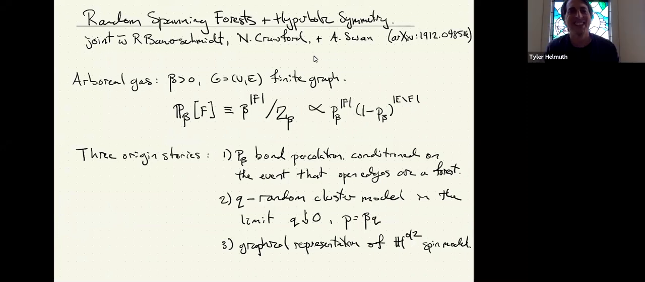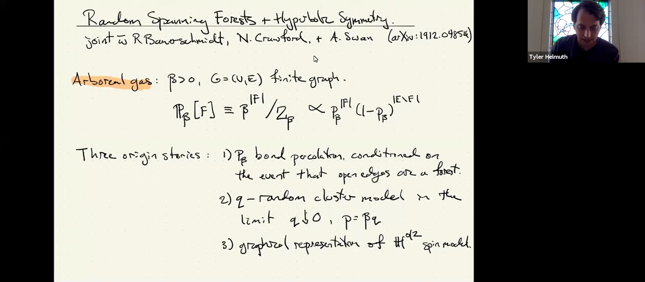That's right. Okay, so this is about random spanning forest and hyperbolic symmetry. It's joint work with Roland Bauerschmidt, Nick Crawford, and Andrew Swan. And the first thing I'm going to do is change the terminology from the title to what I'll use in the talk, which is this thing called the arboreal gas, which is a type of random spanning forest, but because of the multiple uses of this term in probability, I'm going to try and stick to the new phrase arboreal gas. So what is it?